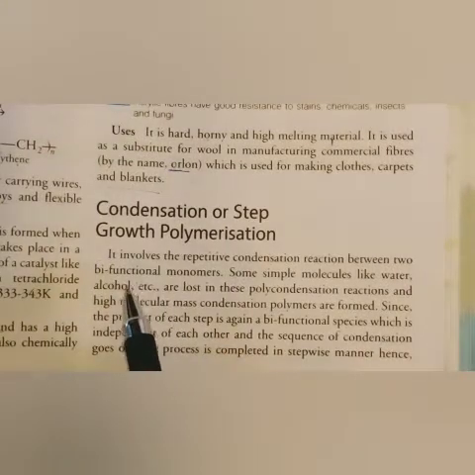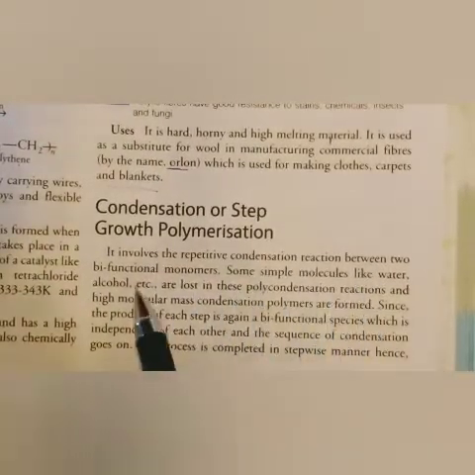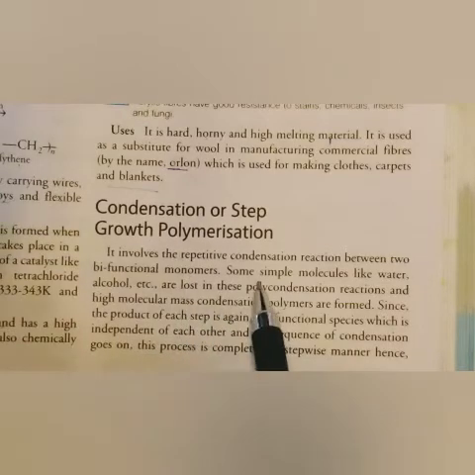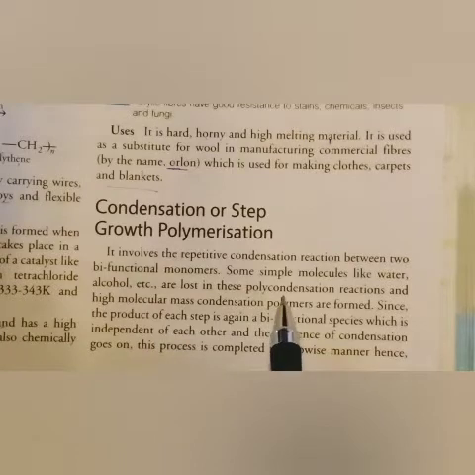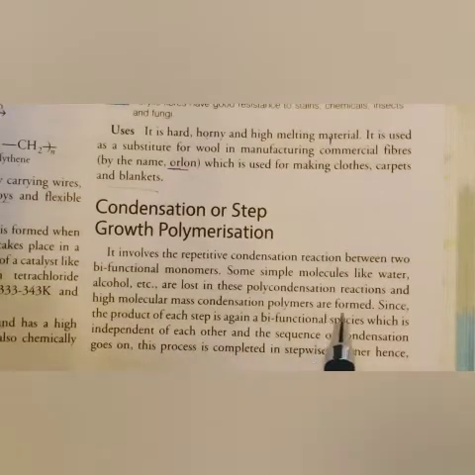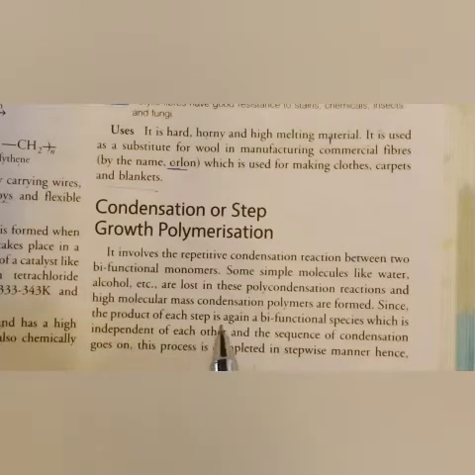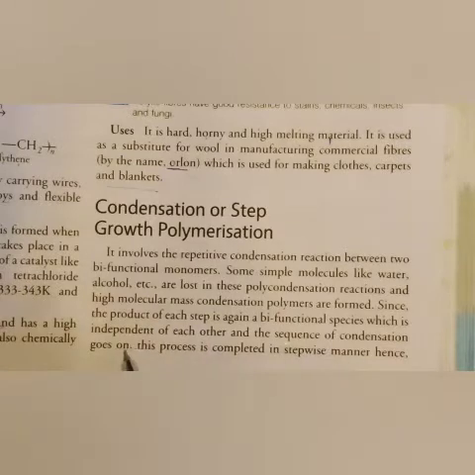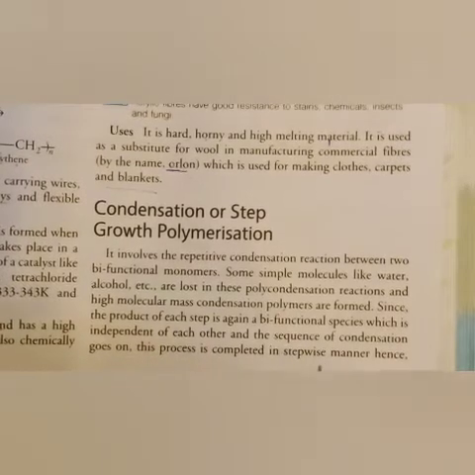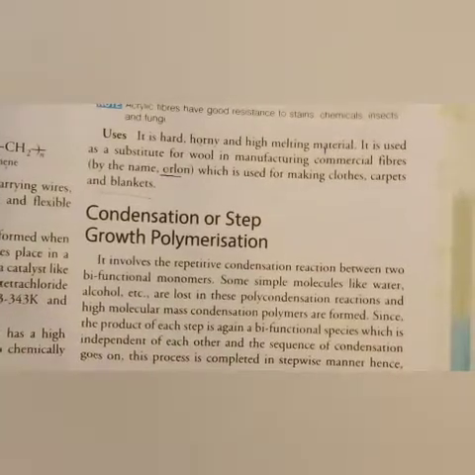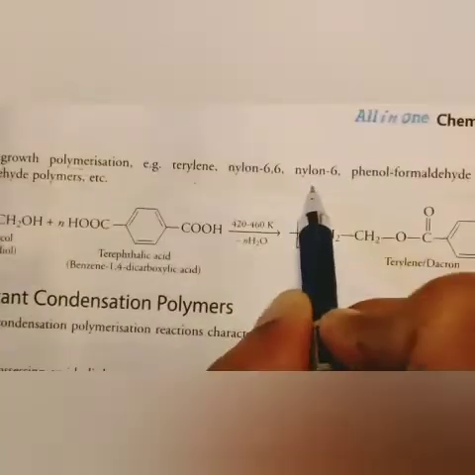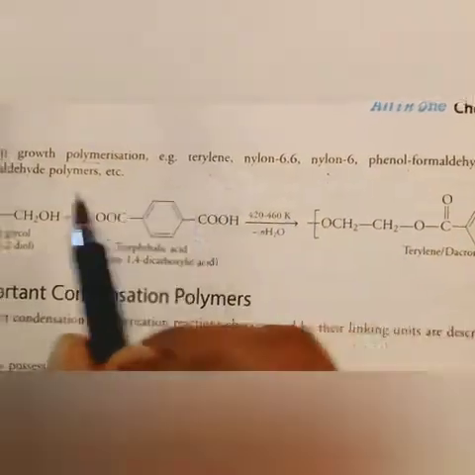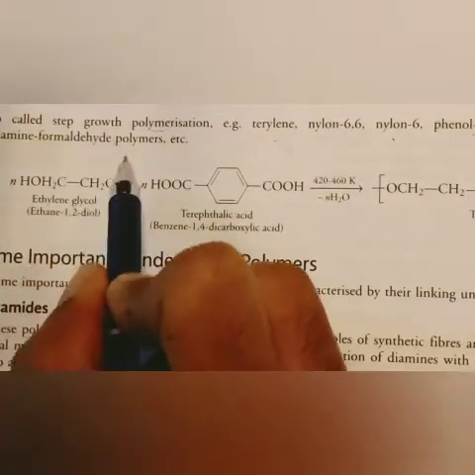Condensation or step growth polymerization involves repeated condensation reactions between two bifunctional monomers. Some simple molecules like water or alcohol are lost in this polycondensation reaction, and high molecular mass condensation polymers are formed. Since the product of each step is again bifunctional, the sequence of condensation goes on, and this process is completely stepwise. Hence these are called step growth polymerization. Terylene, nylon 6,6, nylon 6, phenol formaldehyde polymers and melamine formaldehyde polymers are some examples.